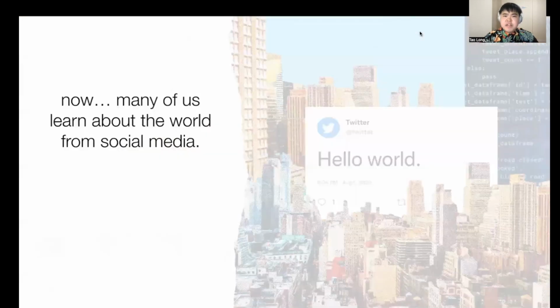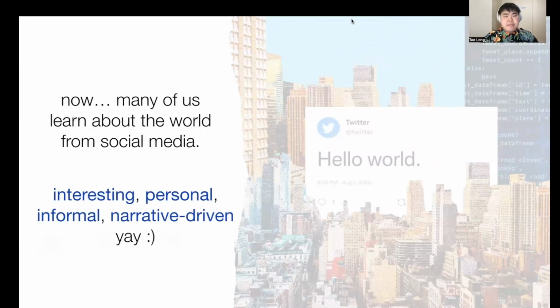Thus, instead of reading all these boring journals and publications that we wrote, more and more lay audiences start using social media platforms to learn about the world, like Instagram, TikTok, Twitter. The science materials on these platforms are usually more interesting, engaging, and personal. The narrative-driven communication can easily motivate the lay audience to keep reading and learning about the science materials.